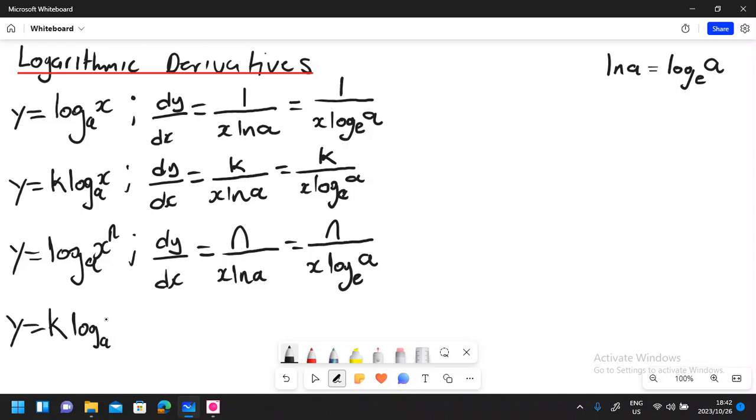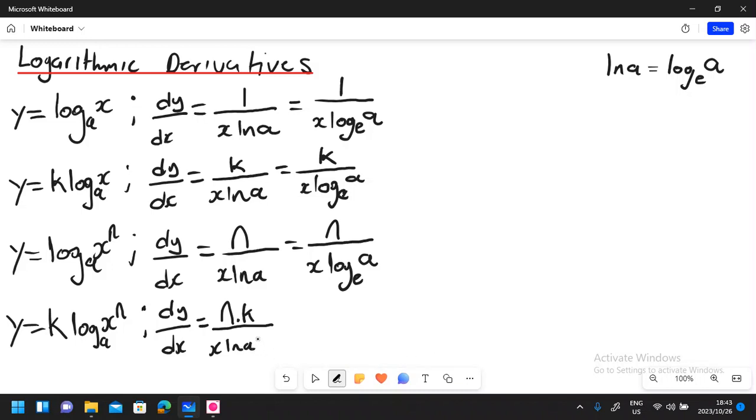And then what is this? We have x as well, and we also have n, which is the exponent of the x there, right? So when we derive this, how are we gonna do this? Really, it's not that difficult, guys. So this time around, it's gonna be n multiplied by k over x natural log a, right? Just close this, natural log a.